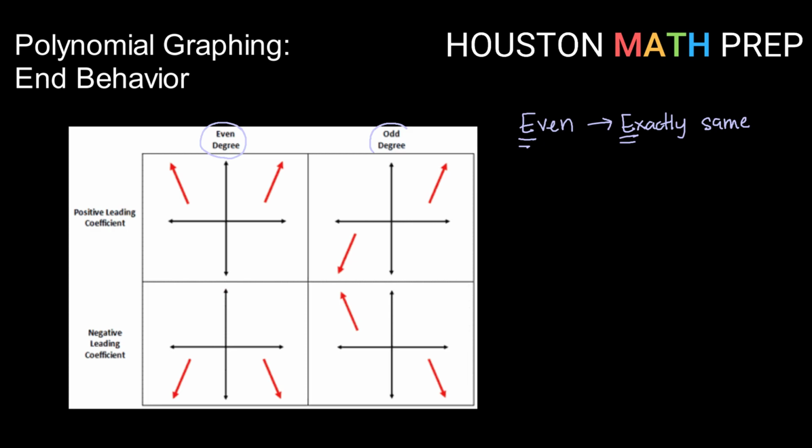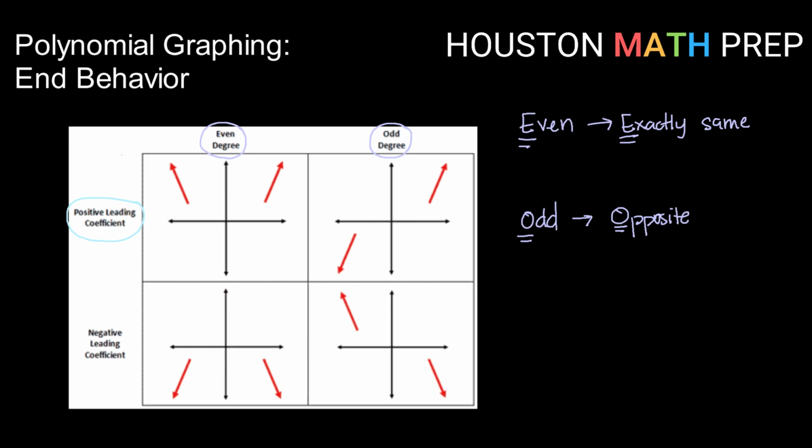If we have odd degree, so if that highest power of x is an odd number, then odd degree polynomials have opposite end behavior. So they have either down to the left and up to the right, or up to the left and down to the right. So they are opposite on either end. Now, how to tell which it is has to do with that lead coefficient. So if we have a positive leading coefficient, then we're going to have up, up for an even degree and down, up for an odd degree.